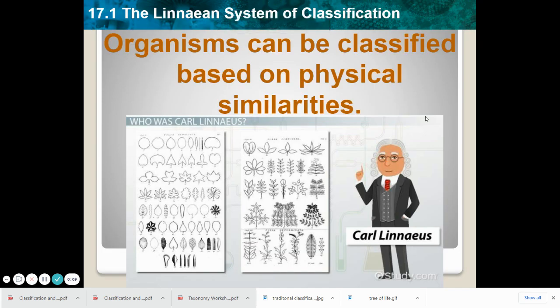Classification. So we're going to look at Carl Linnaeus's classification system. And this classification system is primarily based on physical similarities, but the basis of this classification system may change in the future to include the genetic material.